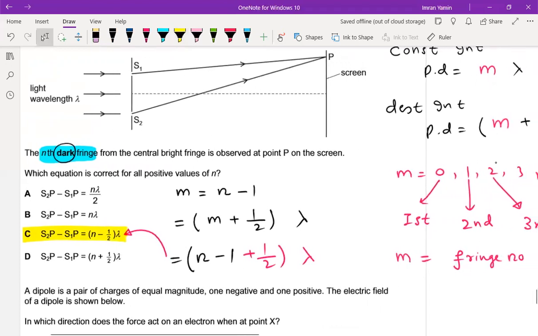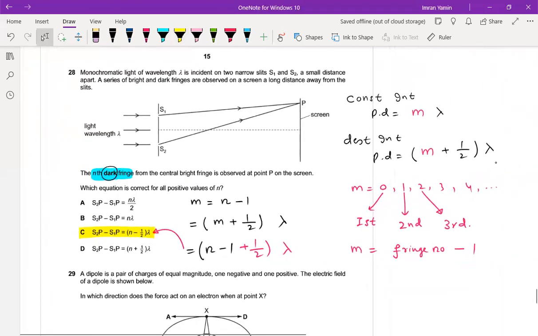So in this question, you have to change the notation. Usually we use path difference n lambda, n plus half lambda, but for this specific question, you should take m lambda, m plus half lambda, and the fringe number minus 1 is equal to m. Then you can calculate this result.